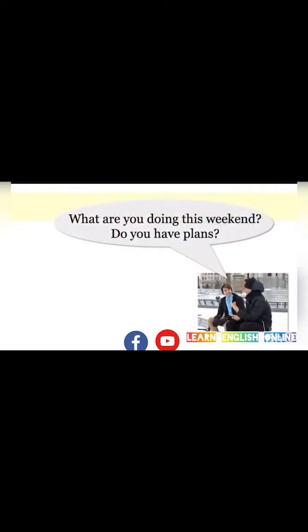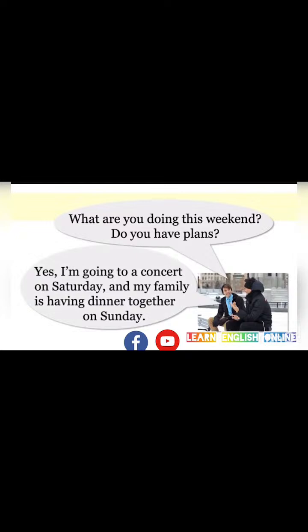We often use the present progressive to talk about plans in the future. Let's look at some examples in conversations. Here we have two friends. They are talking. One asks, "What are you doing this weekend? Do you have plans?" And the other says, "Yes, I'm going to a concert on Saturday, and my family is having dinner together on Sunday."